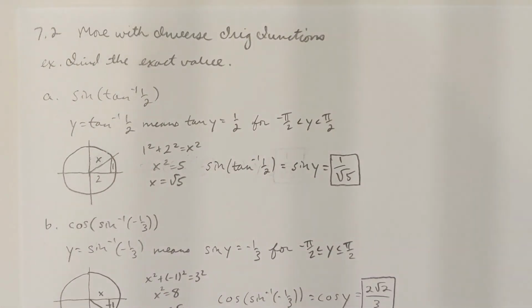Okay, I'm going to start section 7.2 now. 7.2 is really just some more with inverse trig functions. That's what they call it. So let's do some more with finding some exact values here.